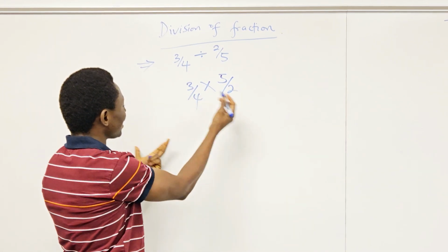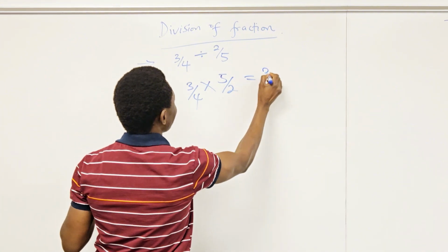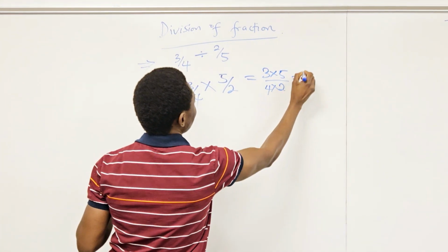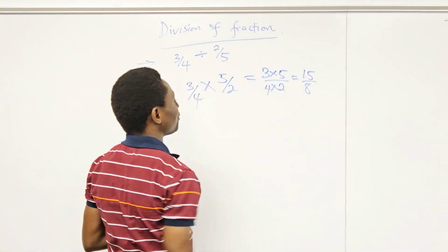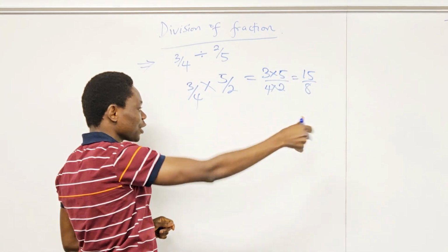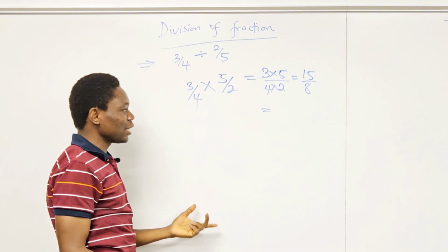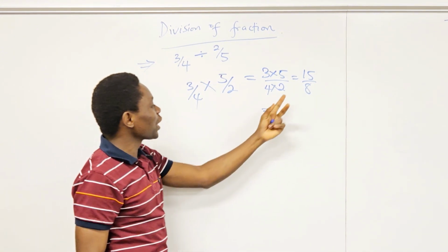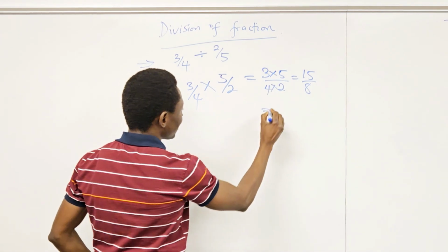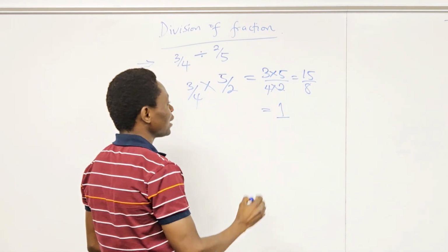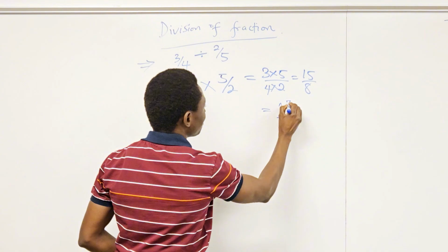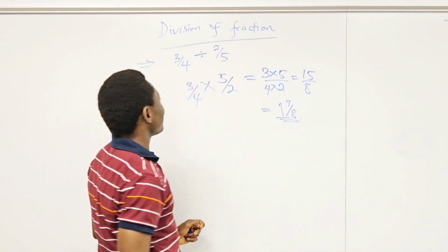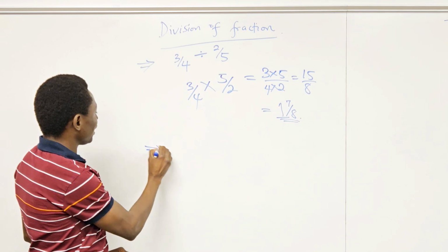So we cannot cancel out anything here. That leaves us with 3 times 5 over 4 times 2, which is 15 over 8. And this becomes an improper fraction. We can convert it to a mixed number to have a whole part and a fractional part. So 8 can go into 15 once. That's one whole number. The remainder is 7, which forms the numerator of the fractional part, everything divided by 8.